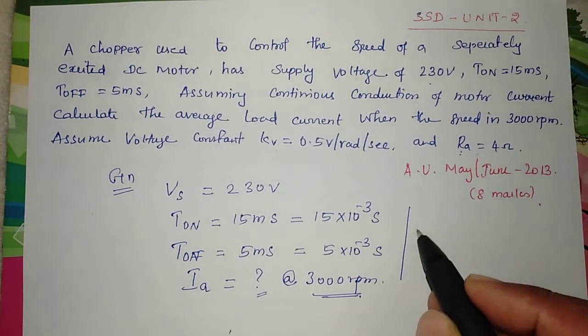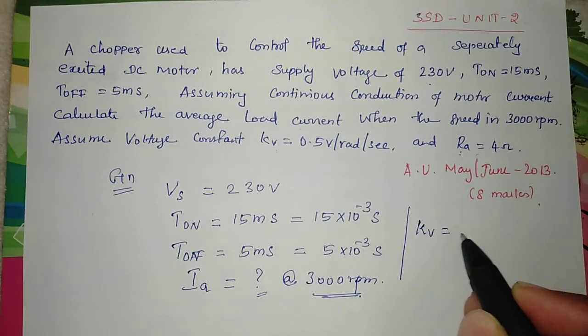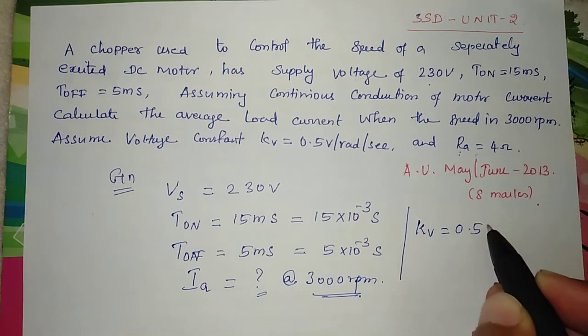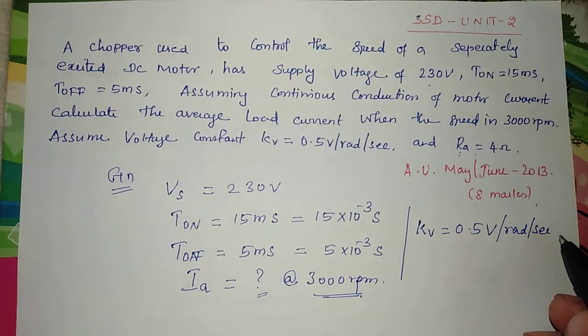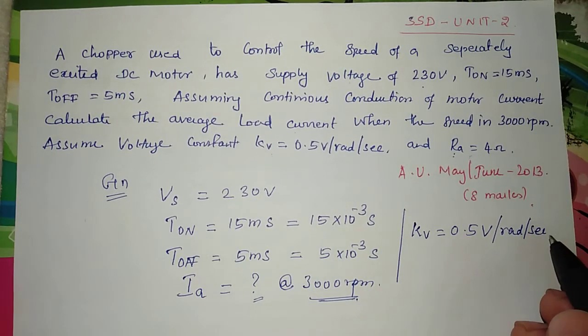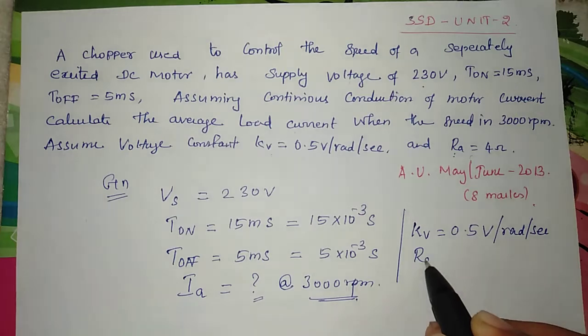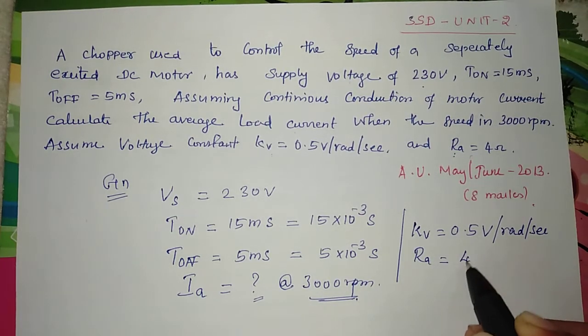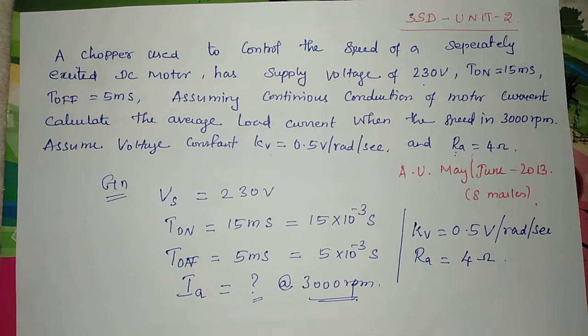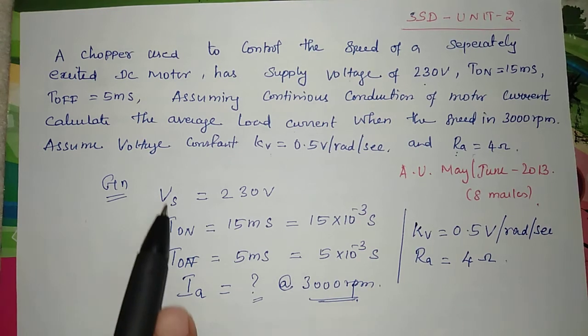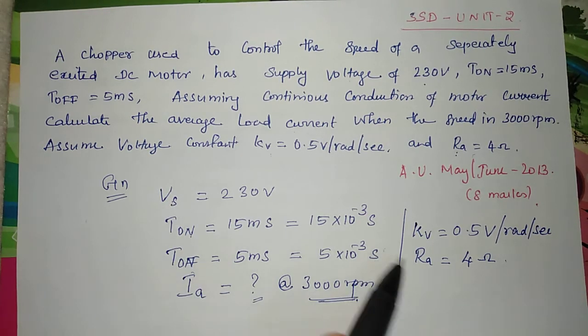For that, the extra values given are Kv, 0.5 volt per radian per second, and armature resistance Ra, 4 ohm. So these are the given data. From the given data we need to identify which values are given. So the given data are Vs, Ton, Toff, Kv, Ra. We need to find Ia.